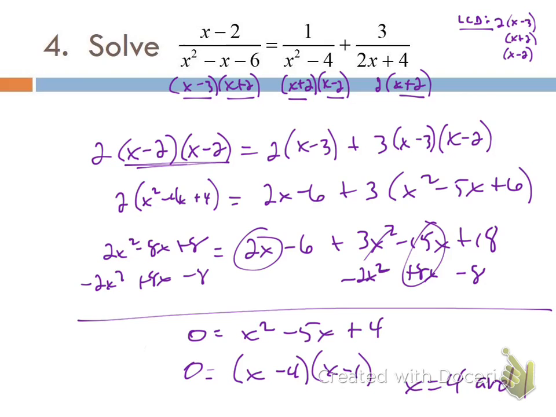Now we did not do our restrictions up here, so what can x not be? Well, anything that would make the least common denominator 0. That would be 3, or negative 2, or 2. And since none of our solutions are 3, negative 2, or 2, we can use them both. There are no extraneous solutions. I was pretty involved. Had to do a lot of multiplying out there. Okay? All right.